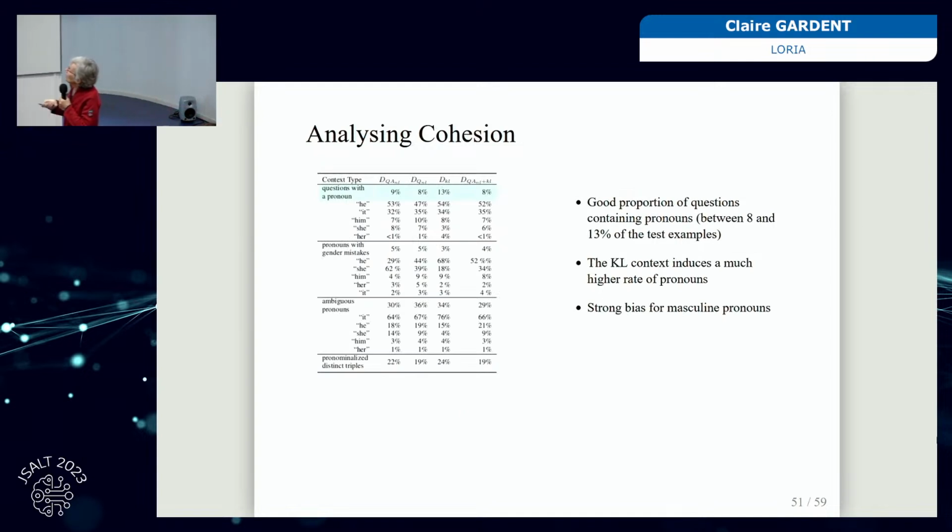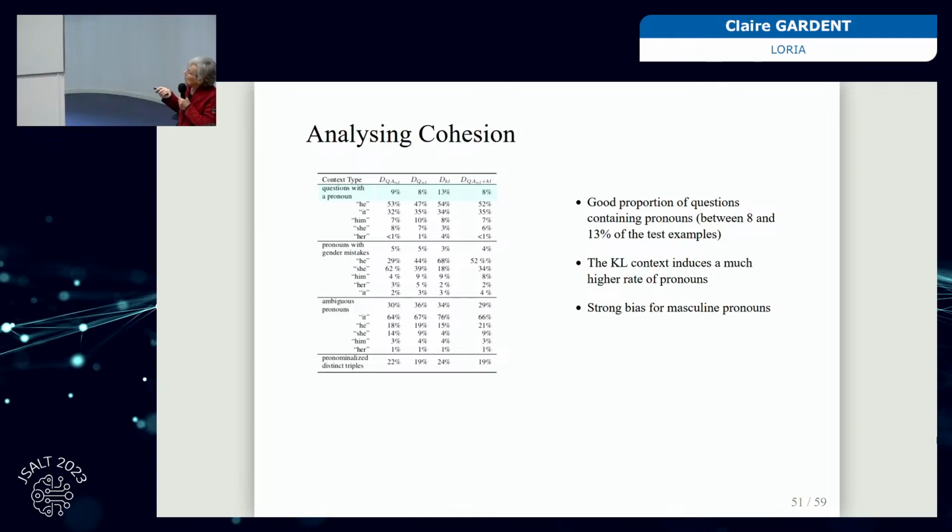So here you have some numbers. One thing we see is that there's a good proportion of questions that contain pronouns, between 8 and 13%, which is important because if you want to have a natural dialogue, you want the model to actually introduce pronouns. We see that there are differences between contexts. In particular, if the context is only the triple, the facts, then you have a higher rate of pronouns, for which we don't have any good explanation.